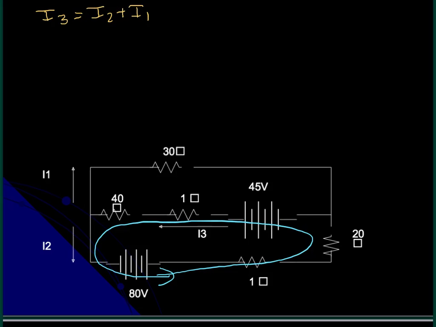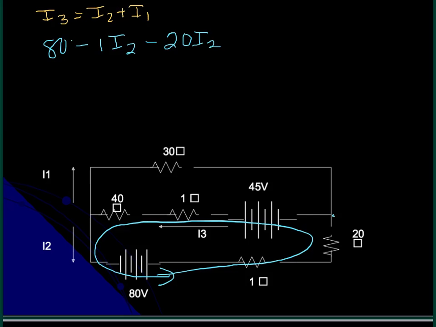So our loop rule, we have the 80 volts from the battery, and that's going to go through the 1 ohm resistor, so that's going to be a potential drop, 1 times I2. And then that's going to go through the 20 ohm resistor, so that's going to be another potential drop, 20 I2.